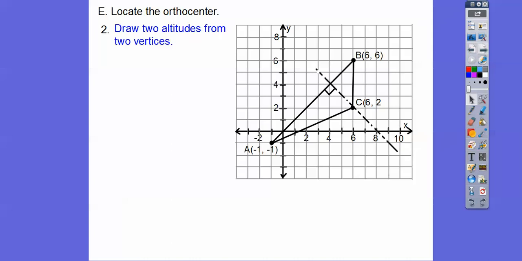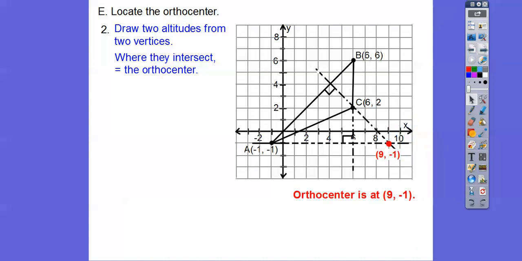So there's that one. Then go ahead and extend that line, and there's that one. Where they intersect, I see them intersecting right here, looks like at 9 over and 1 down, so (9, -1). That's what the orthocenter is.